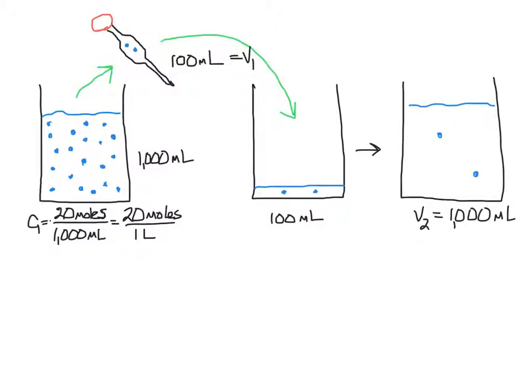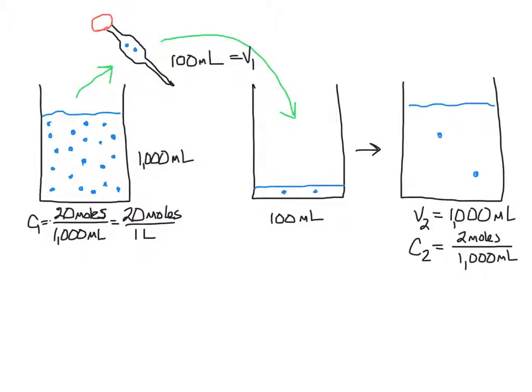The question now is, what is the final concentration? What is C2? I think you can see looking at the picture that there are 2 moles in 1,000 milliliters, or 2 moles in 1 liter, therefore the final concentration must be 2 molar.